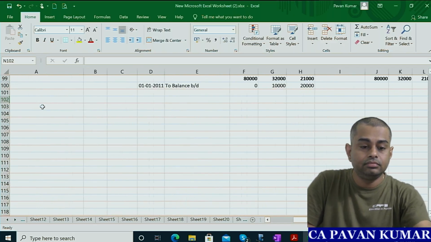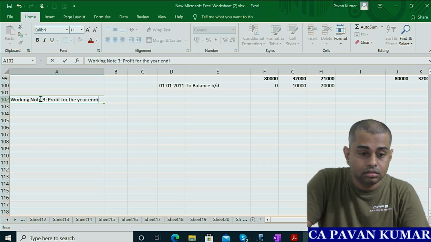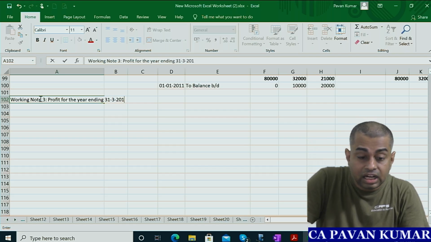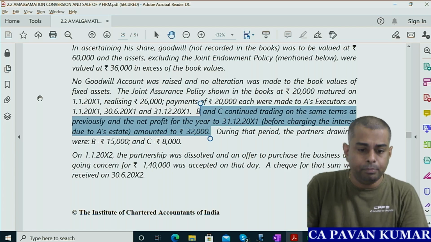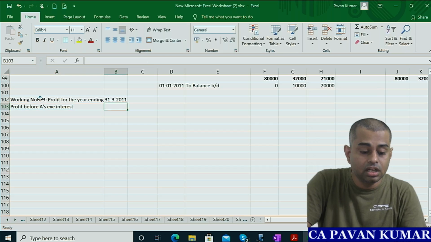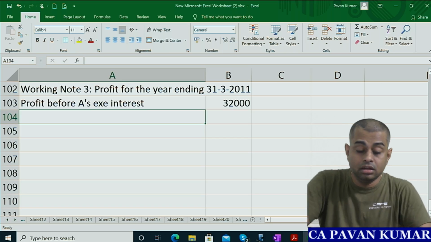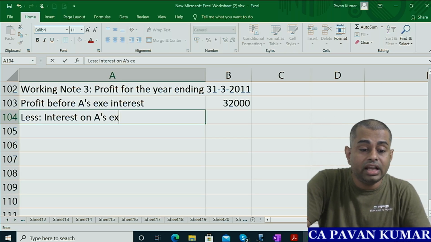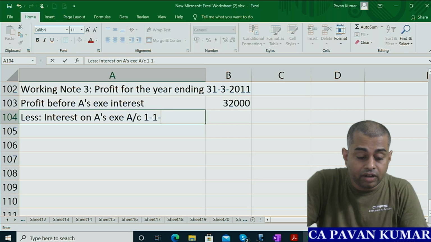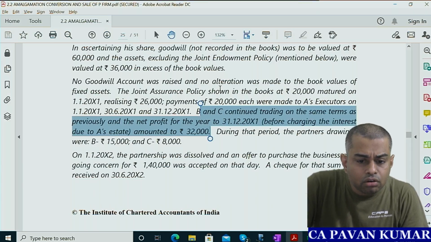Okay, now look here. Working note 3. Profit for the year ending 31/12/2011. So profit before A's executors interest is 32,000, less interest on A's executors account from 1/1/11 to 31/12/11. So full year. This is 1 accounting year, so it should be 31/12, no? Yeah, we are following calendar year.